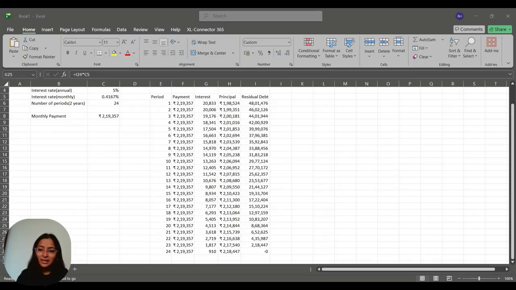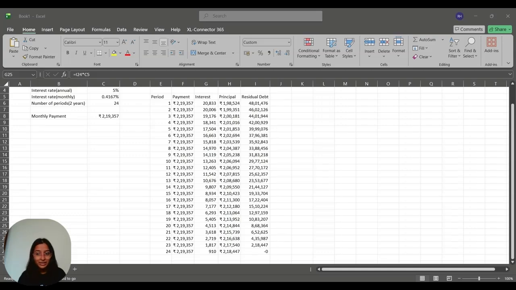So, there are a few real world lessons hidden inside this amortization schedule. First, prepay early, not late. At the beginning of the loan, interest is highest. So, prepaying in month 6 saves far more interest than paying in month 20.